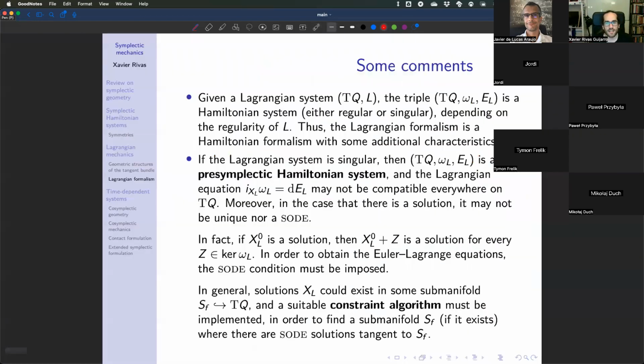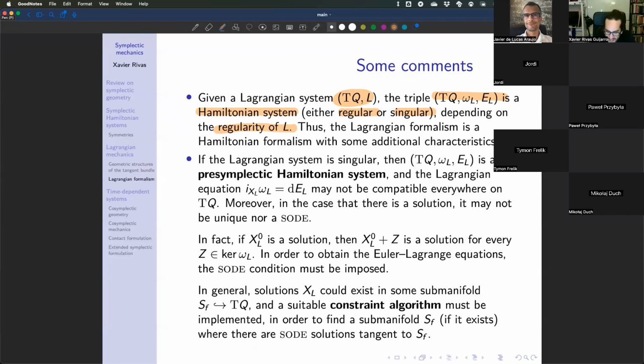So, some comments about these things. First of all, given a Lagrangian system, this triple here is a Hamiltonian system. Of course, it can be regular or singular. I didn't talk about singular Hamiltonian systems. Maybe I will in a future talk. And this will be depending only on the regularity of the Lagrangian, so on the regularity of the Hessian of the Lagrangian with respect to the velocities.